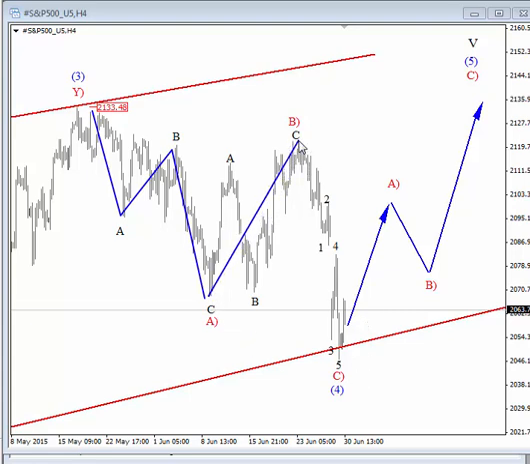In my case, I see part of a complex correction, which is a flat. 3 waves down for a wave A, 3 waves up for a wave B, and now I see a 5 wave decline for a wave C. So ideally we will see impulsive reaction to the upside.